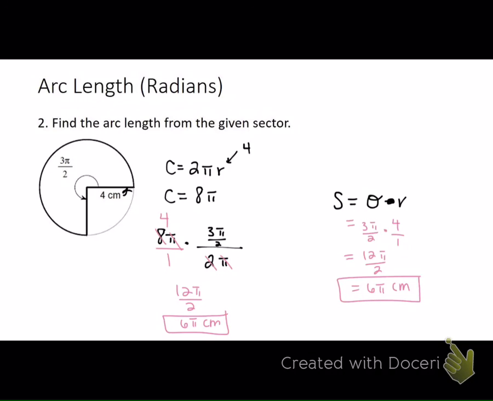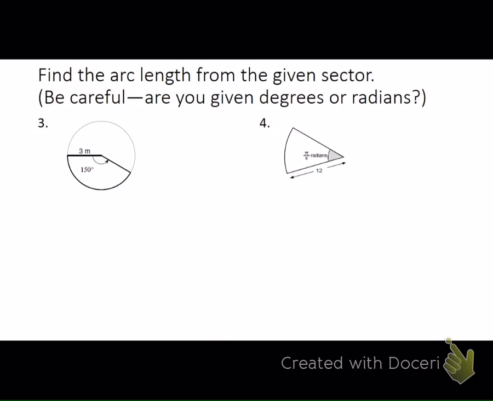Is the next one in radians or degrees? Degrees. It has a little circle. So we need to find the circumference. We know circumference is 2 pi r. And our radius is what this time? 3 meters. So that's 2 times 3, which is 6 pi. So our whole circle is 6 pi. And we need to multiply it by the part. How many degrees is our arc? And how many degrees are in a total circle?